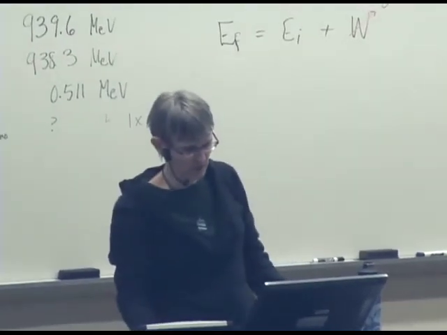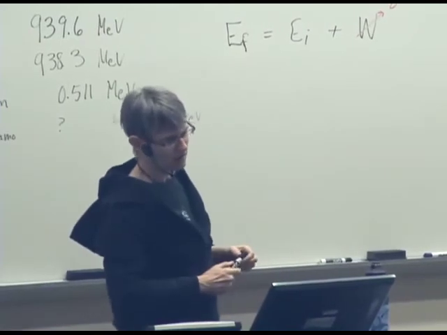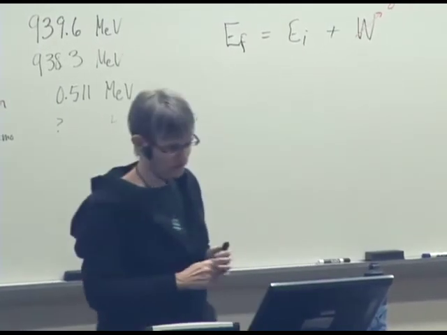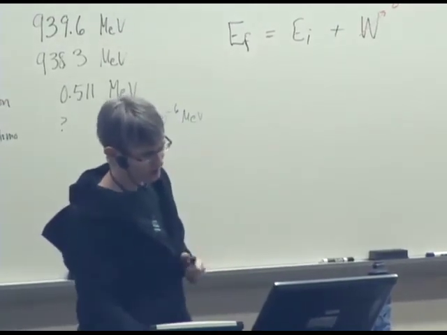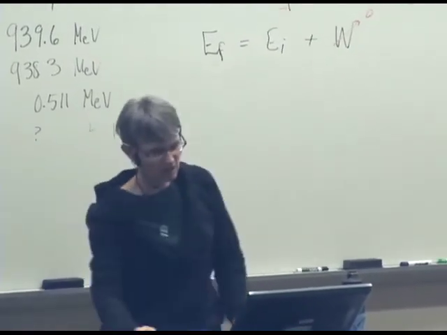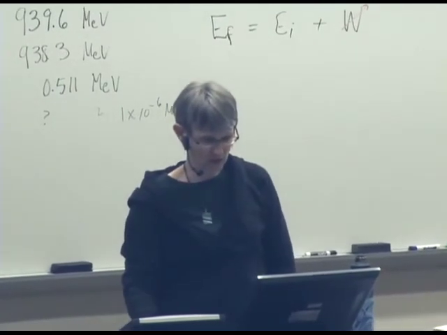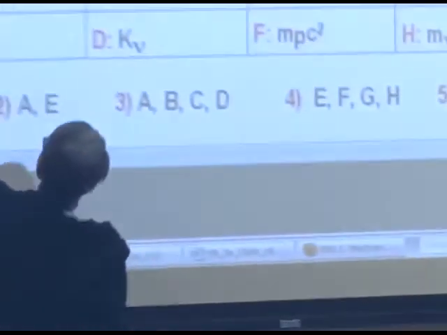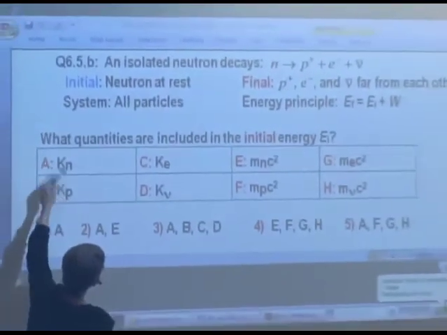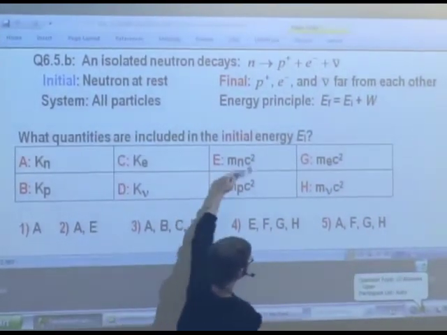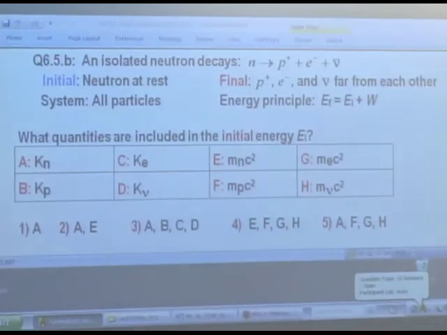So here's our first question. We have this neutron decaying. The initial state we're going to take is the neutron at rest. The final state is all this stuff far away. The system is all the particles. And the question is, what quantities do we need to put into this initial energy here? The choices are the kinetic energies of various things: kinetic energy of the neutron, the proton, the electron, the antineutrino. And these are the rest energies of the same things. So what goes into this E initial?